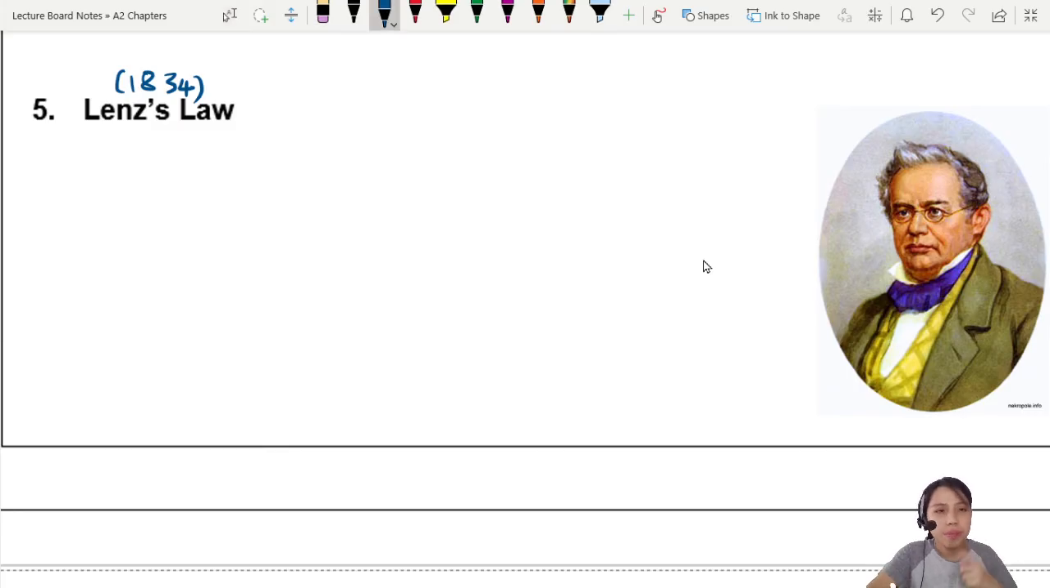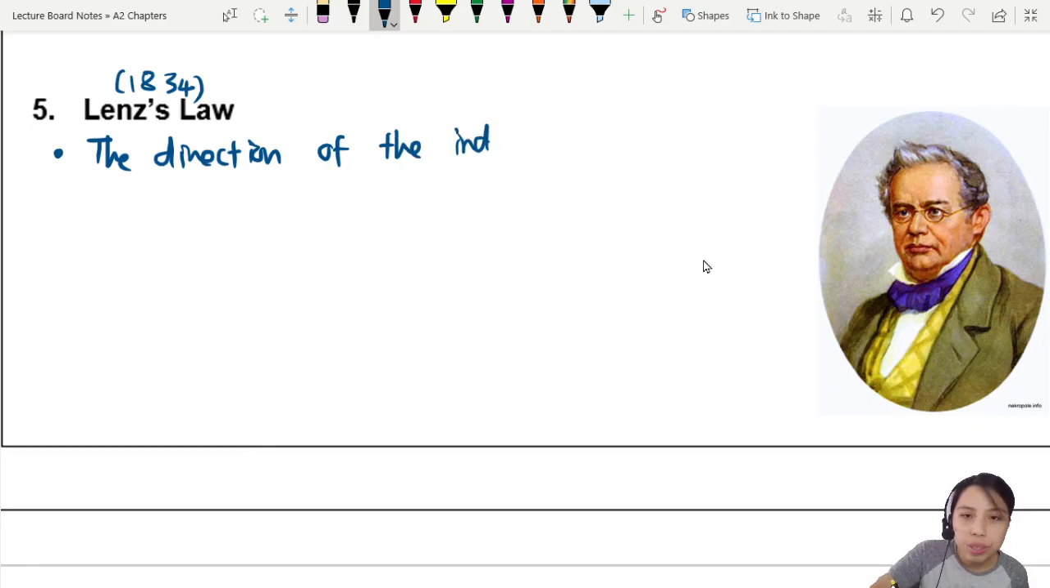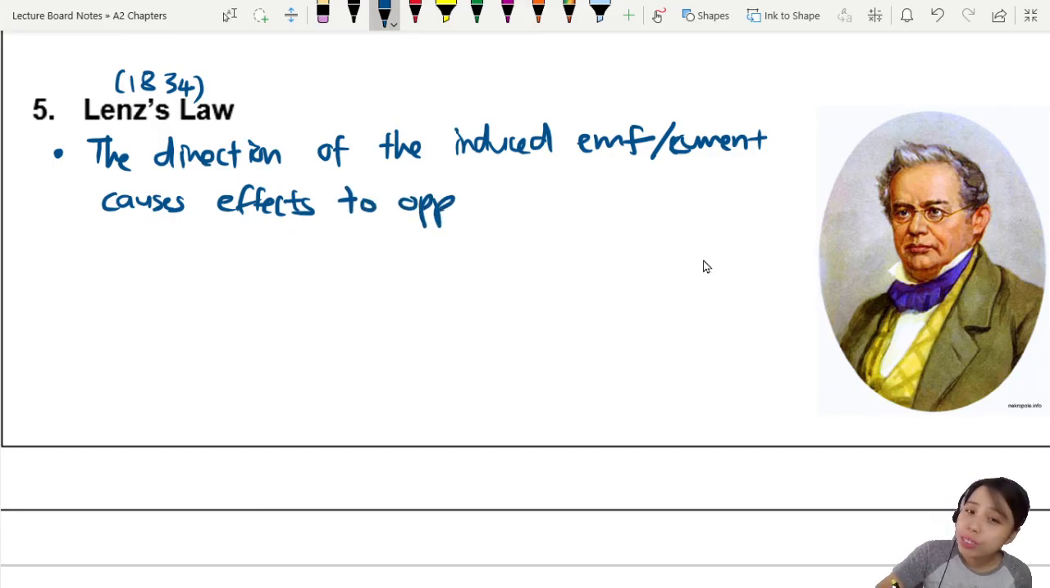Here's what he noticed. He noticed that the direction of the induced EMF, so give me a second to write that, direction of the induced EMF or current. That's why the light bulb can light up when you send a magnet going through a coil. The direction of the induced EMF or current causes effects. And this is the weird part. To oppose the change producing it.